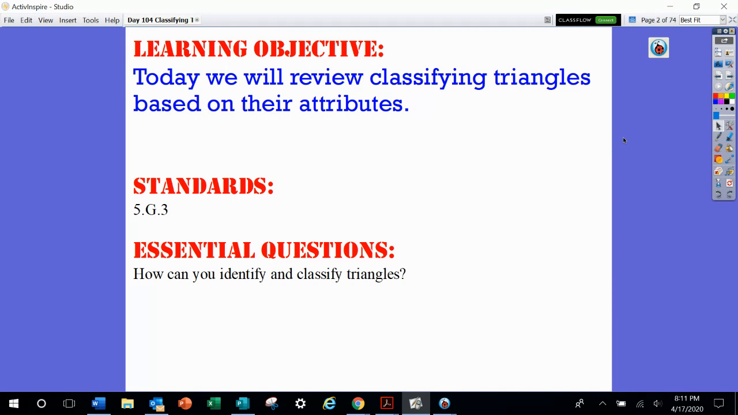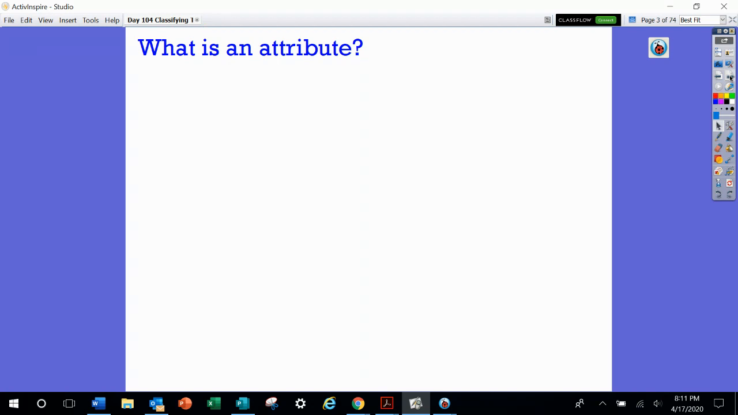Okay, so today our learning objective is that we will review classifying triangles based on their attributes. This is something that you guys have learned how to do before, but we just want to review it with you since a big part of fifth grade is developing a hierarchy with different two-dimensional shapes. Okay, so what is an attribute? When I'm talking about an attribute, what am I talking about?